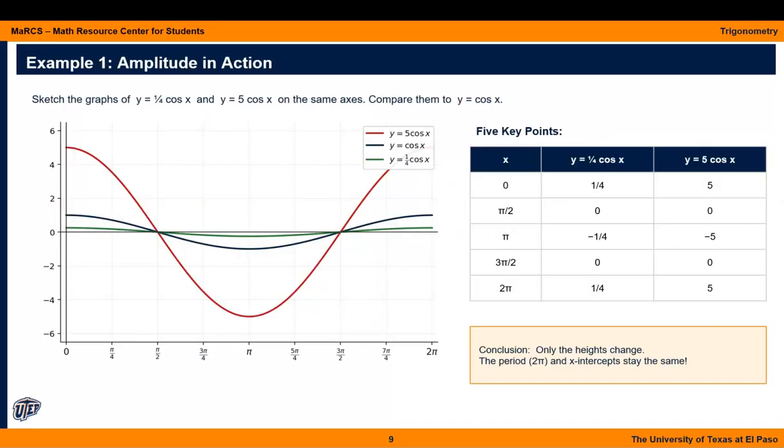In this example, we compare graphs with different amplitudes. Notice that only the height changes. The spacing of the graph and the location of the x-intercepts remain the same. So amplitude affects only the vertical scale, not the period or horizontal placement.